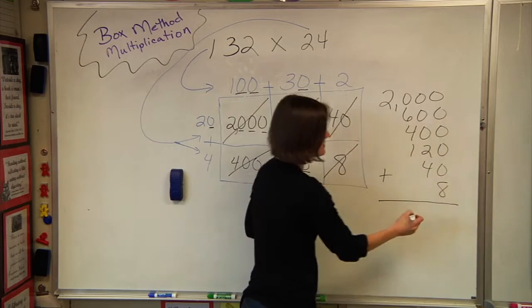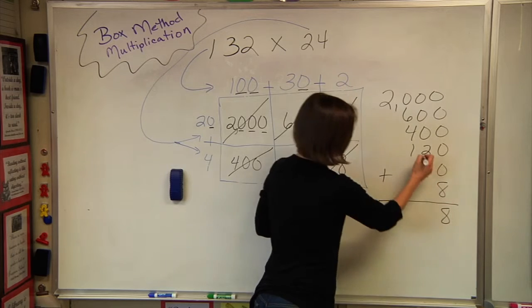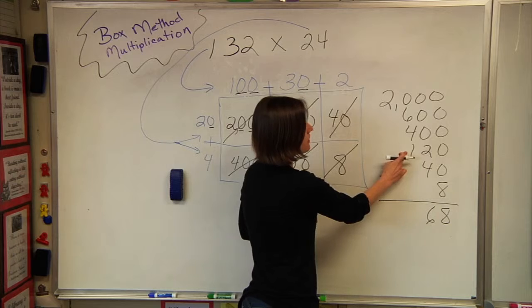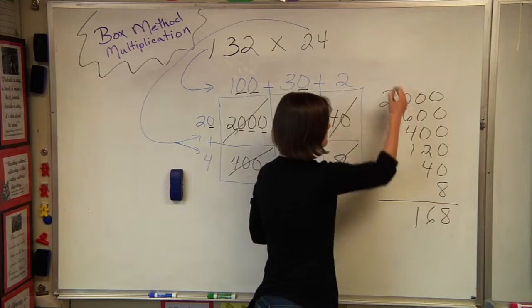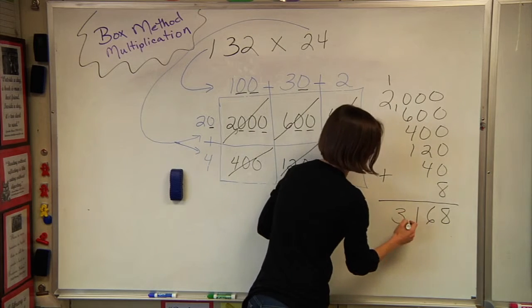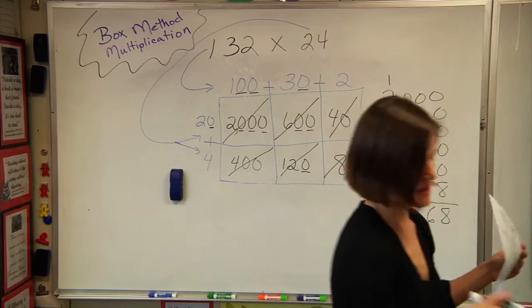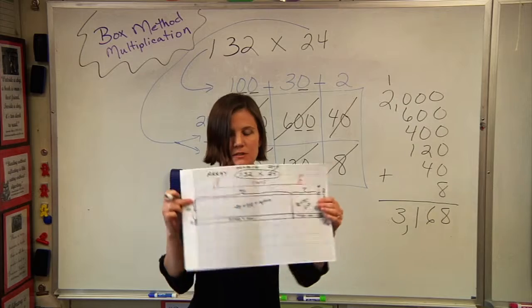And I add to get my final answer. 2 plus 4 is 6. 4 plus 1 is 5. Plus 6 is 11. And my final answer is 3,168 seats in our strangely shaped movie theater.